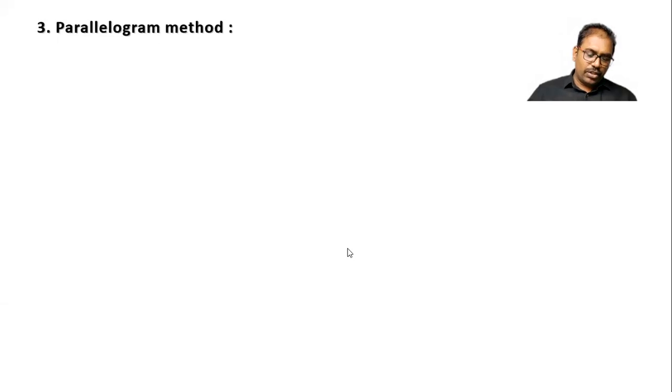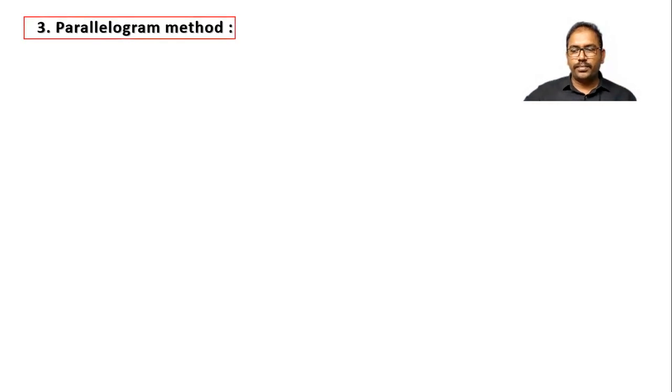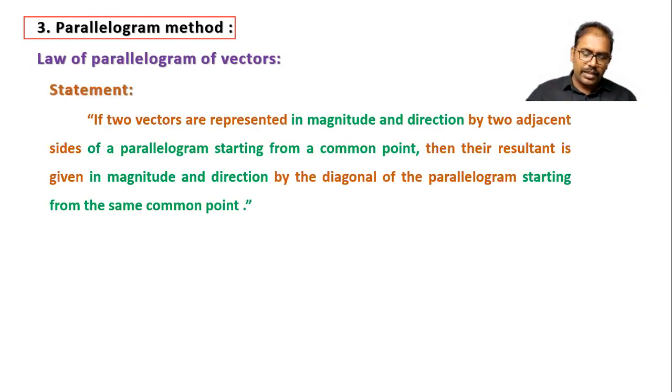The third method for addition of vectors is the parallelogram method. We learned the triangle method, we learned the polygon method. Now we have to learn the parallelogram method for addition of vectors. So let's see the law of parallelogram for vector addition. Let me tell you the statement. If two vectors are represented by two adjacent sides, this word adjacent is very important, of a parallelogram starting from a common point, then the resultant is given in magnitude and direction by the diagonal of the parallelogram.